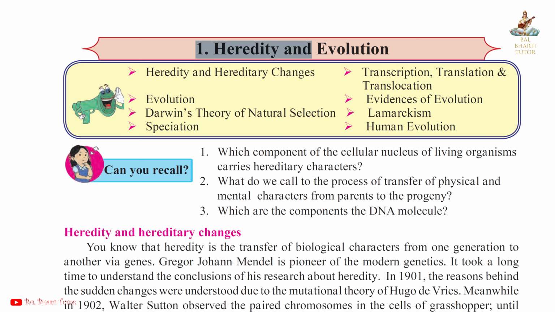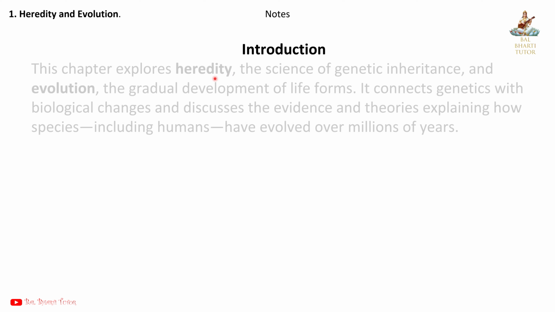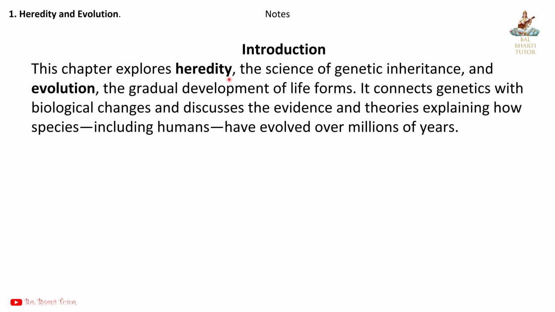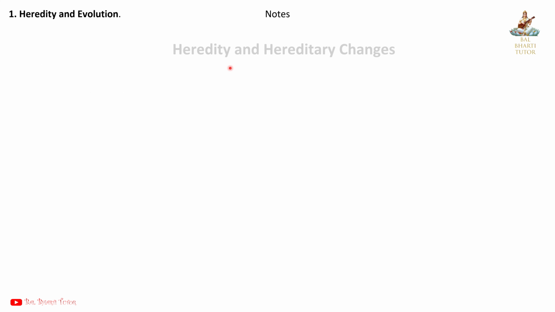Chapter 1, Heredity and Evolution, Short Notes and Summary from Class 10th, Subject Science, Part 2, Book Bal Bharti. Introduction. This chapter explores heredity, the science of genetic inheritance, and evolution, the gradual development of life forms. It connects genetics with biological changes and discusses the evidence and theories explaining how species, including humans, have evolved over millions of years.